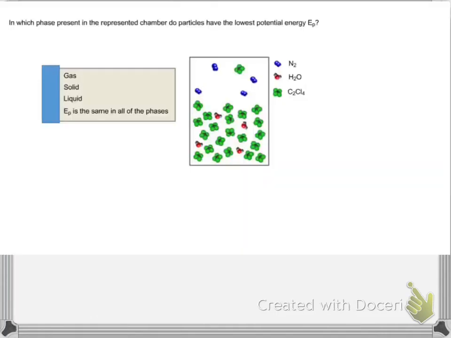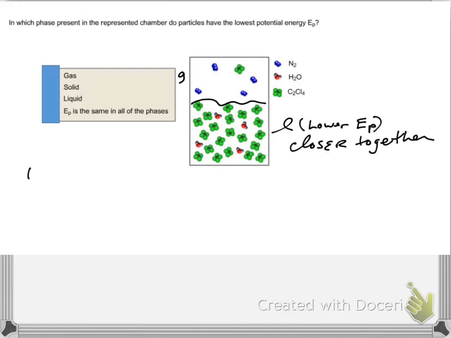All right, so we had this question from the practice exam. Again, we see two phases here, liquid and gas. Liquid is the lower potential energy due to particle spacing, and gases would have the higher potential energy because they're farther apart.